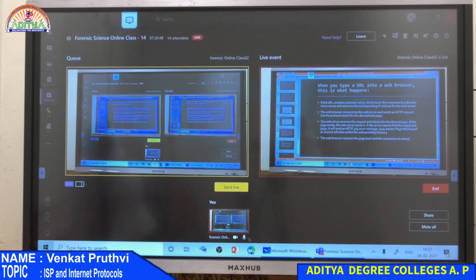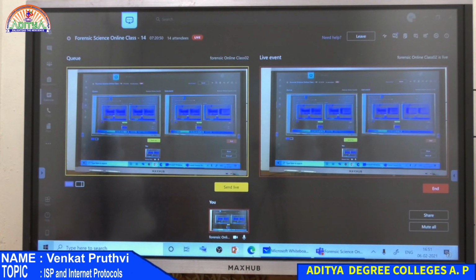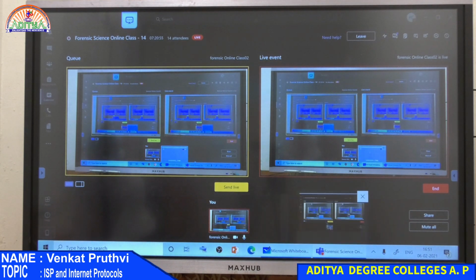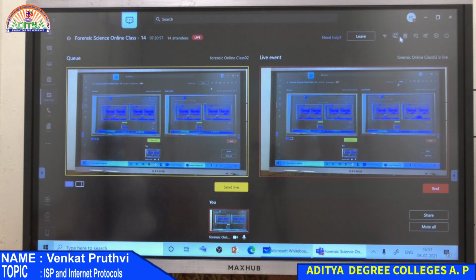So I am opening the web browser. Microsoft Edge is also a web browser, and you have so many other web browsers. I asked you to search for them on the internet, and I gave it to you as an activity.